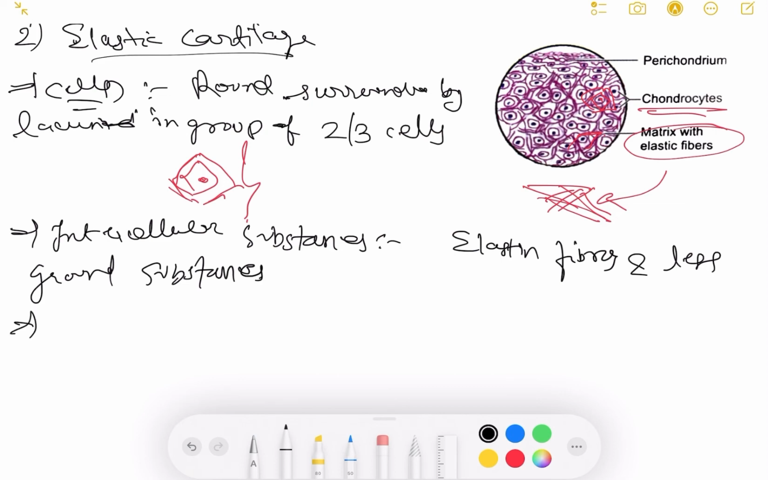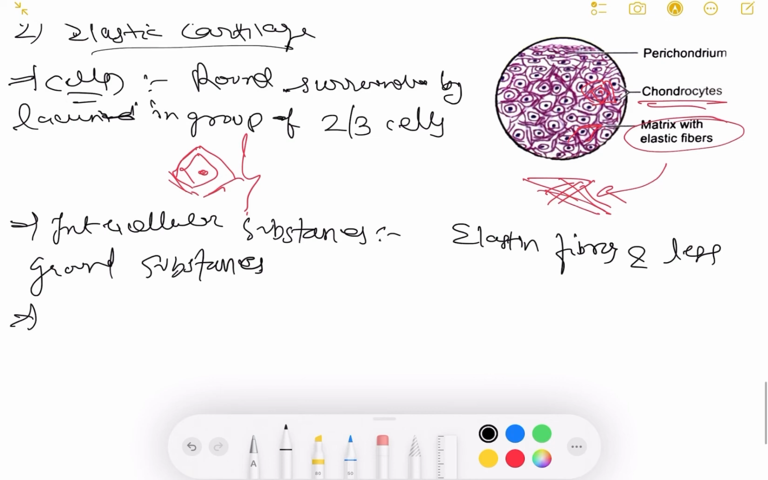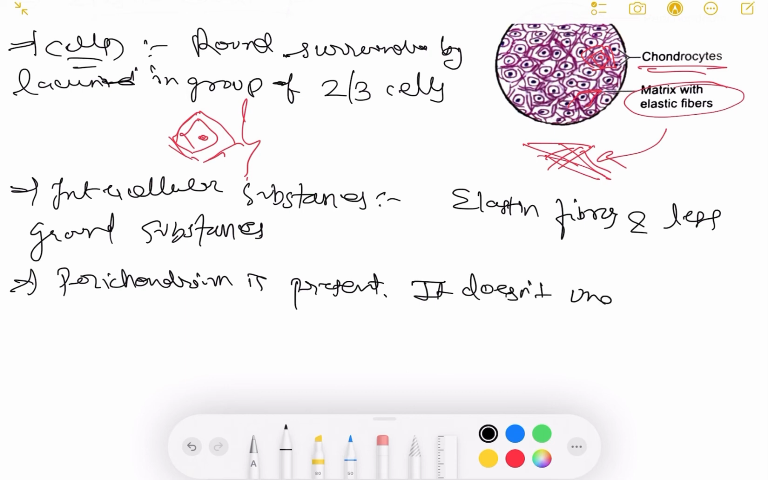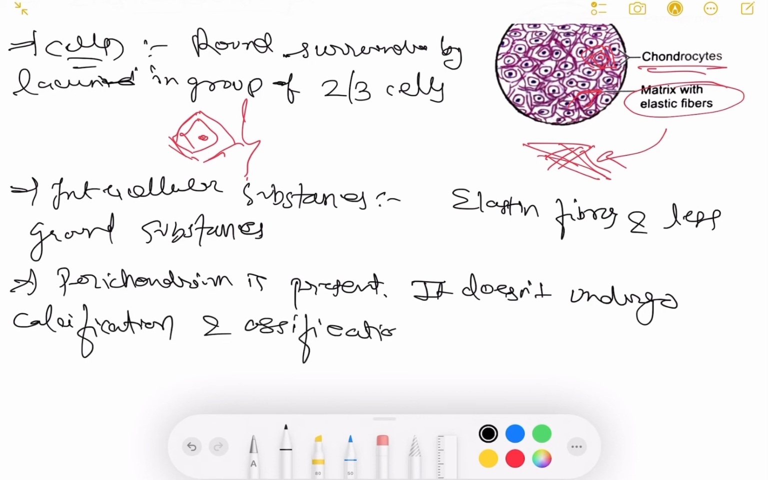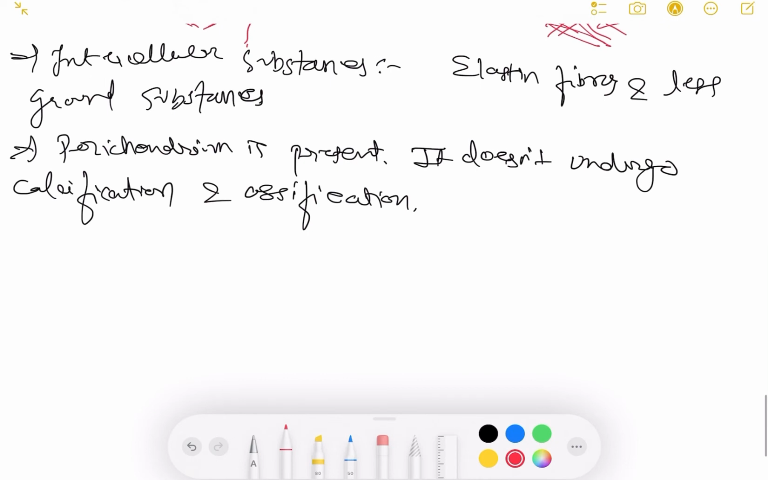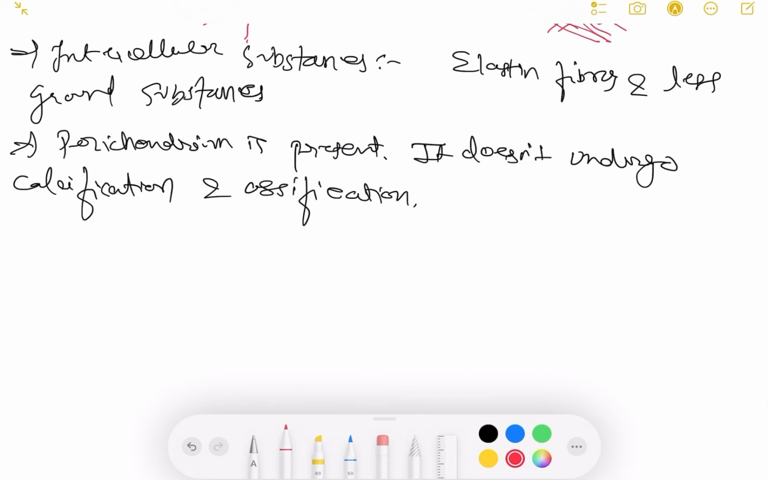Now an interesting property to remember about elastic cartilage, which can even be asked in the viva, and also can be asked as an example: the unique property is that perichondrium is present like hyaline cartilage, but it does not undergo calcification and ossification. This you must remember, that although perichondrium and the cells are present, it does not undergo calcification and ossification. So hyaline cartilage has this property, while elastic cartilage doesn't.